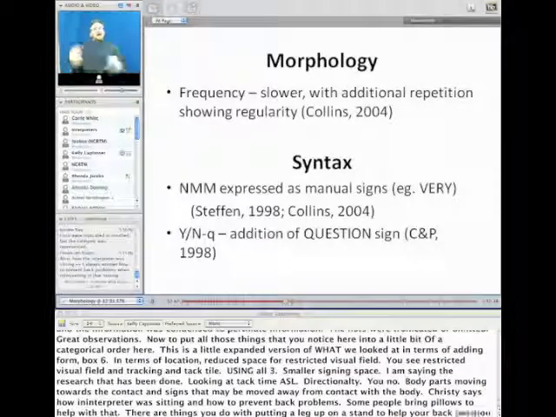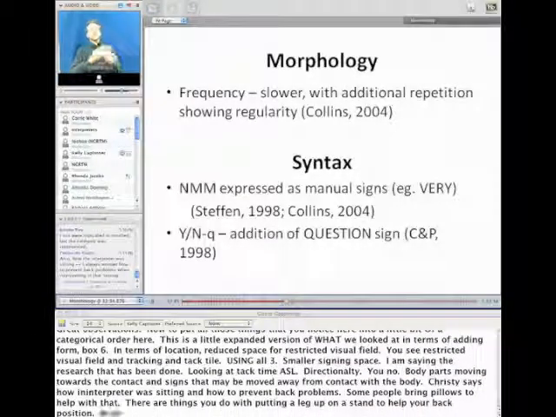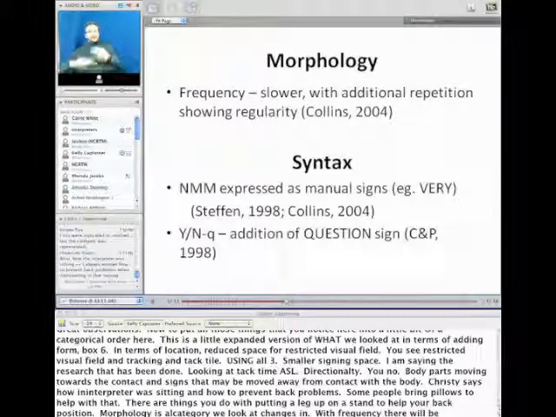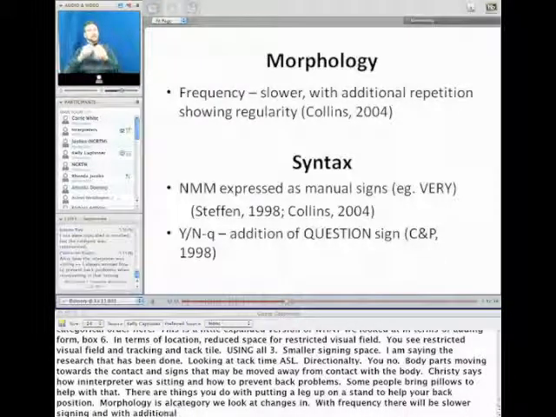So morphology is another linguistic category that we're looking at changes in. For example, with frequency, there will be slower signing and with additional repetition of signs showing regularity. So these are some things to keep in mind. We'll look at this video again, things to keep in mind as you're looking at the video.